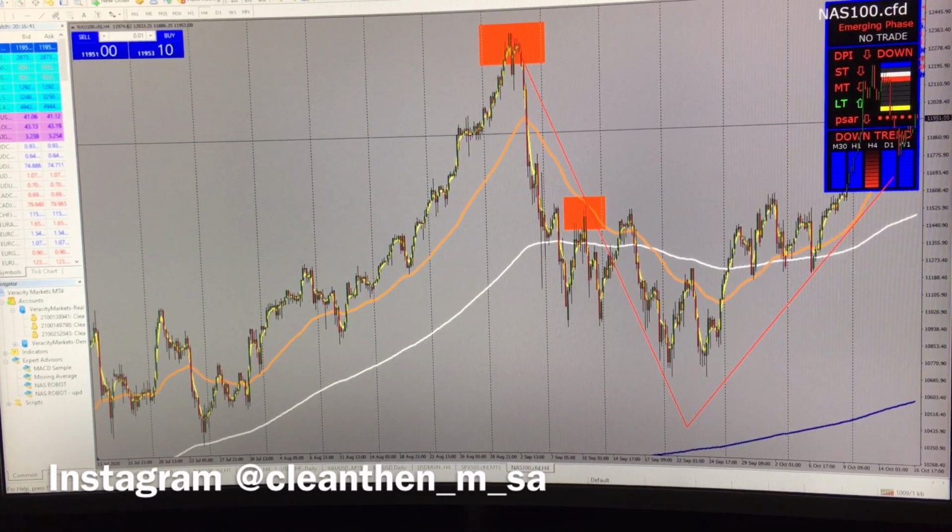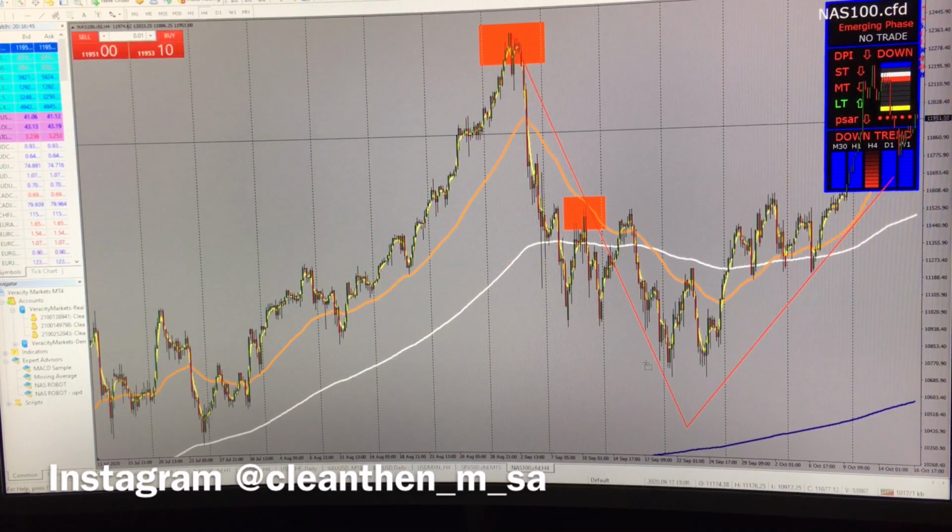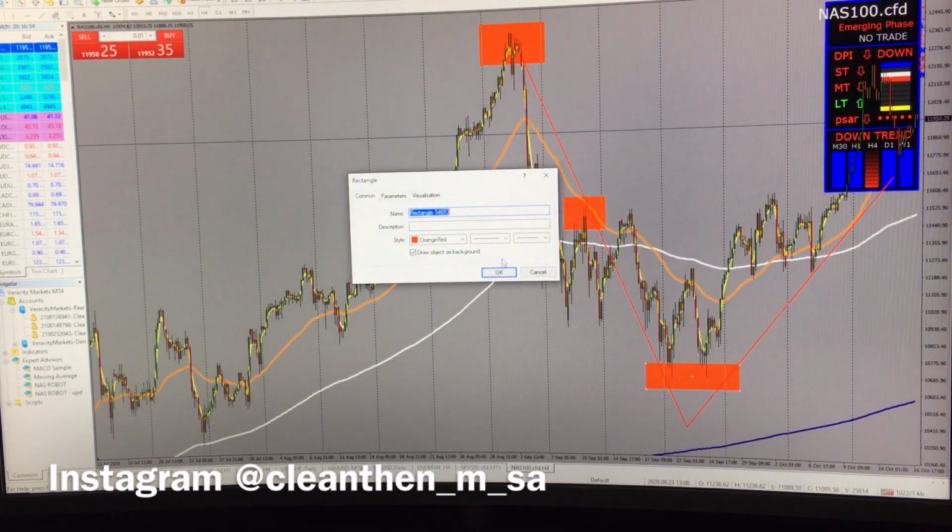Now let's mark our double rejections there. Some call it a double bottom, some call it a W. It's fine, you can call it anything. Let's change the color into something else.